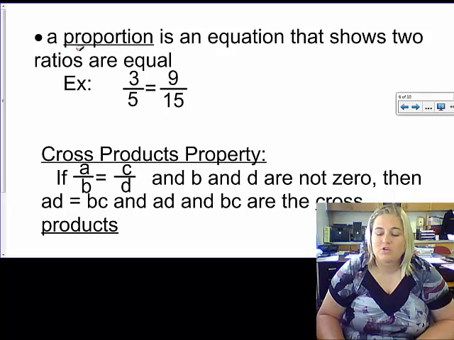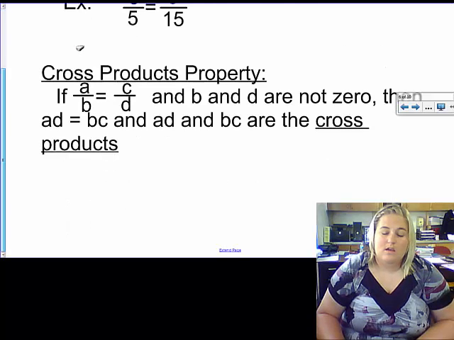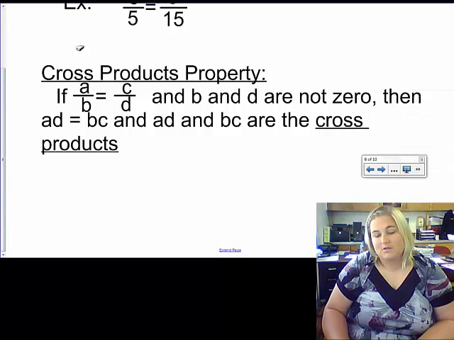A proportion is an equation that shows two ratios are equal. You start working with proportions with Mr. Spears, and I know that he is a rock star when it comes to proportions because everyone comes out of 6th grade knowing how to do proportions. To solve a proportion, we must do the cross product, that is A times D equals B times C.